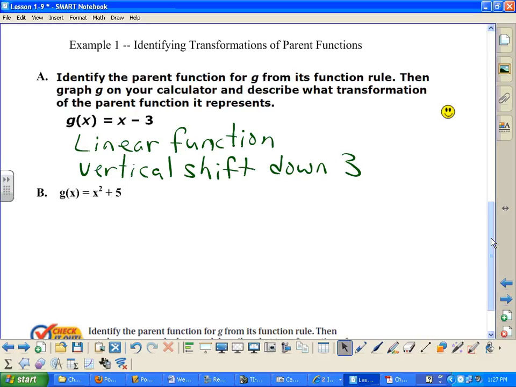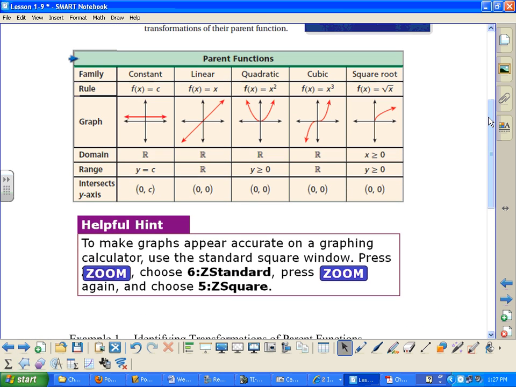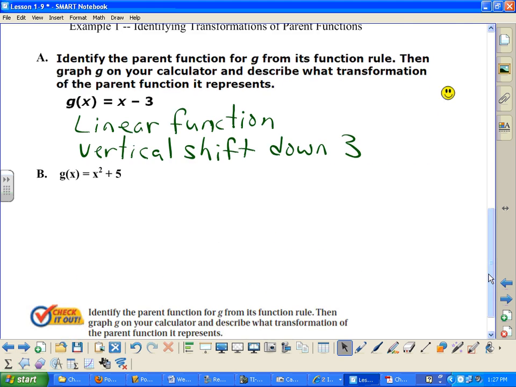Brandon, which parent function is this one going to be? Okay, look at the power. Look, it says x squared, right? I'm always looking for the power. So which one of these has a power of 2? Quadratic. Okay, so there you go. Our parent function is quadratic.